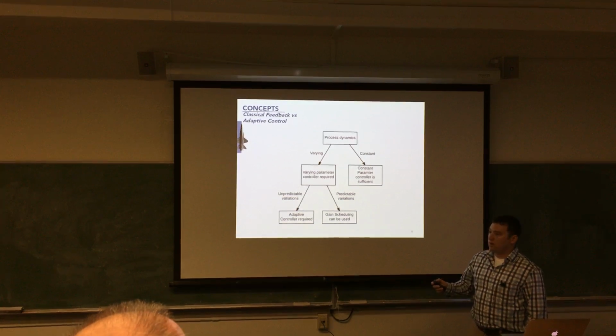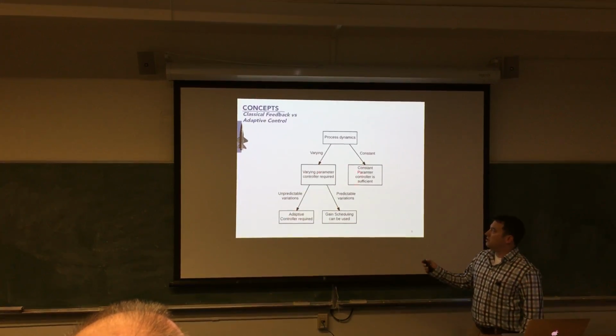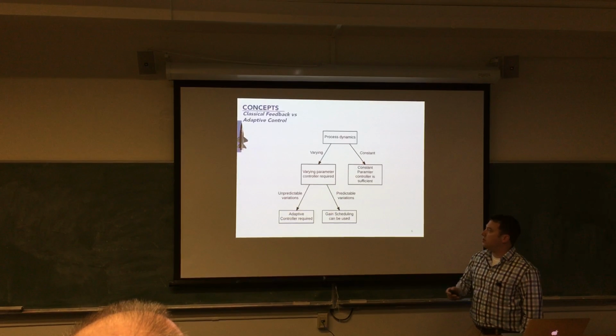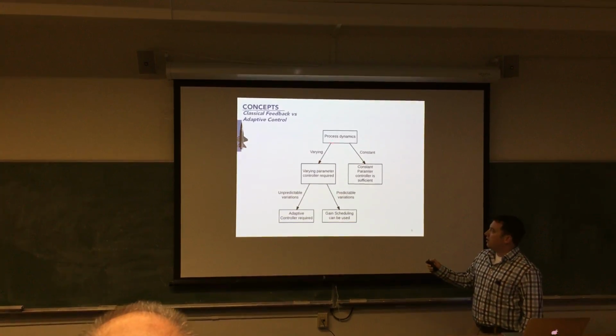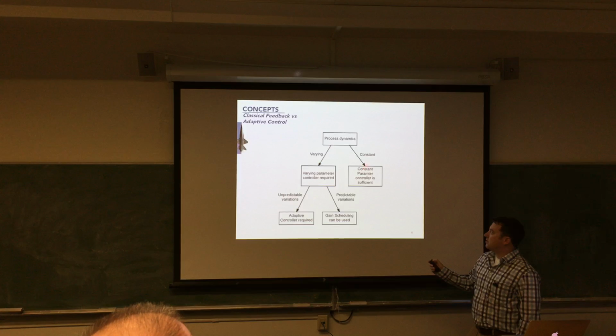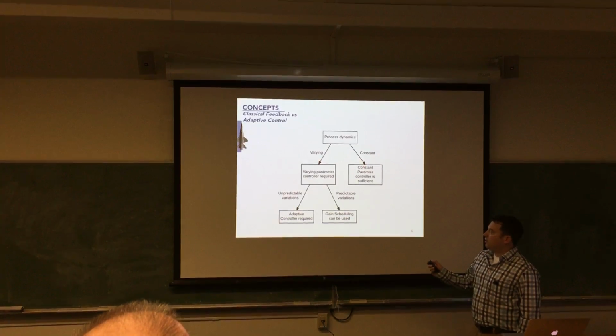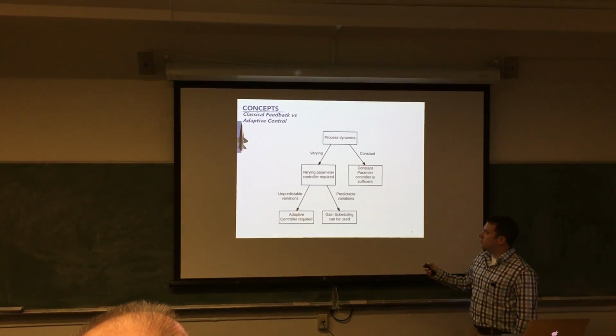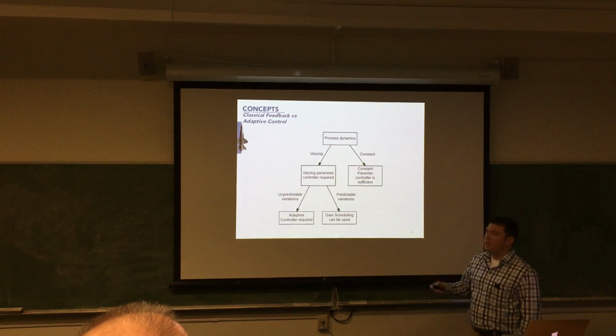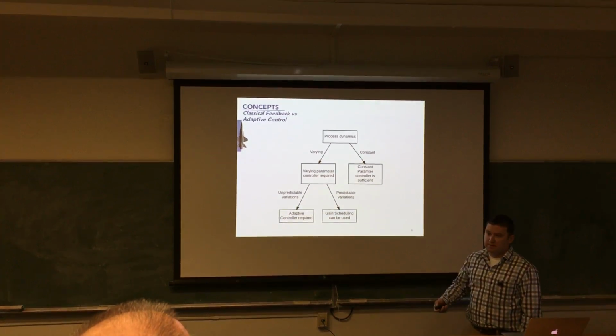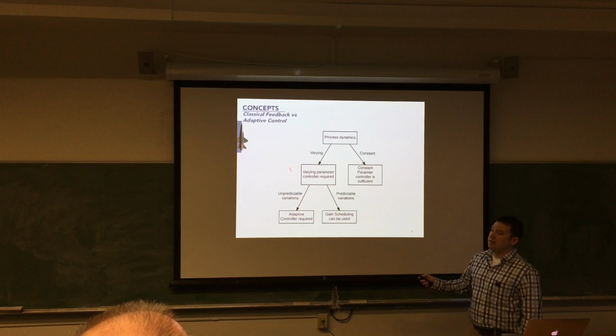So here's an architecture of when and where to use adaptive control. If your process dynamics are constant, then you can just use a standard conventional PID control. However, if they're changing, i.e. your airspeed's changing, you're putting flaps down on the aircraft, then you need to do something different.